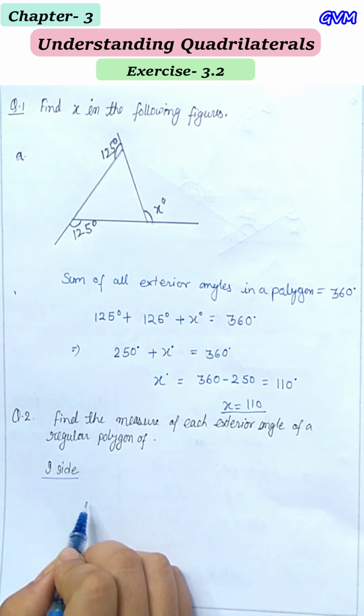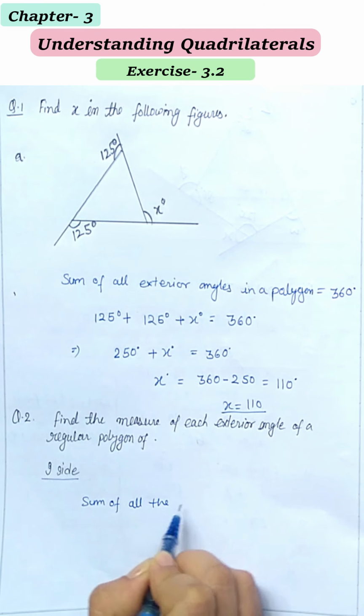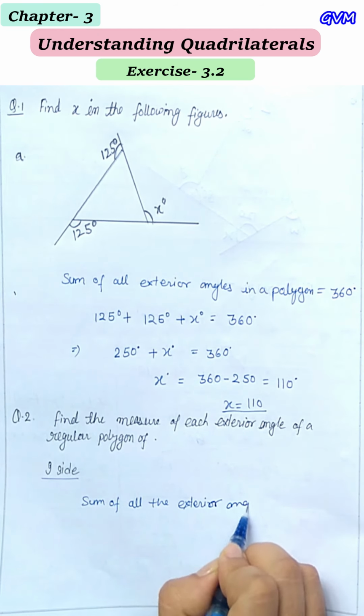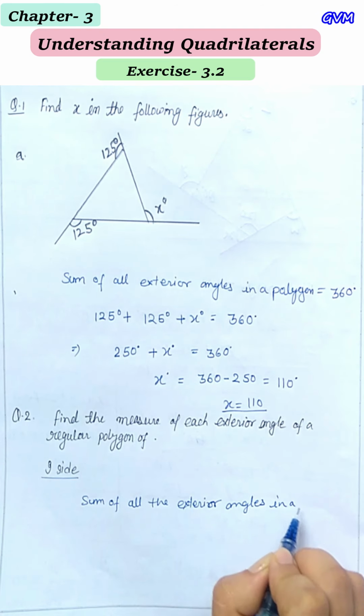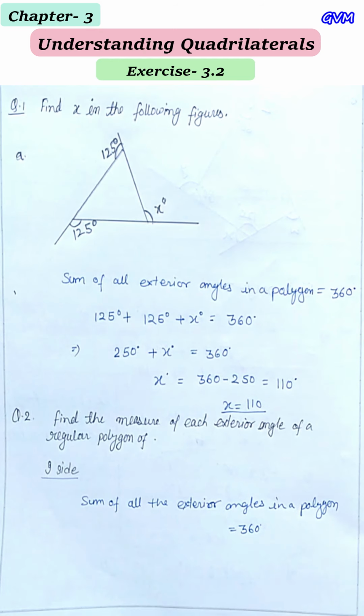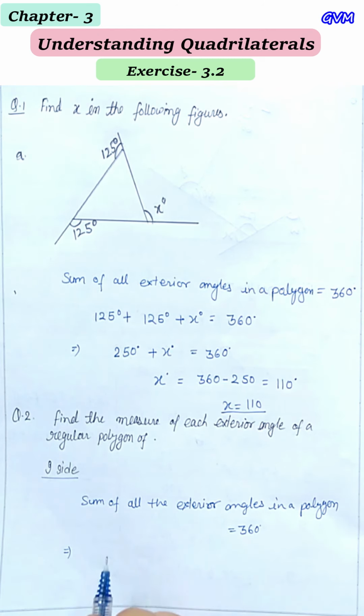We know that sum of all the exterior angle in a polygon is equal to 360 degree. Okay, and we need to find each exterior angle. That means if the sum of total is 360 and the sides are 9, so we need to find measurement of each angle. Okay, that means 9 side we have.